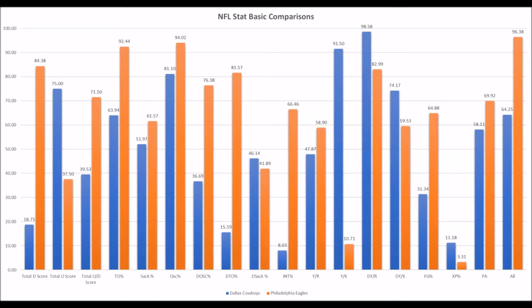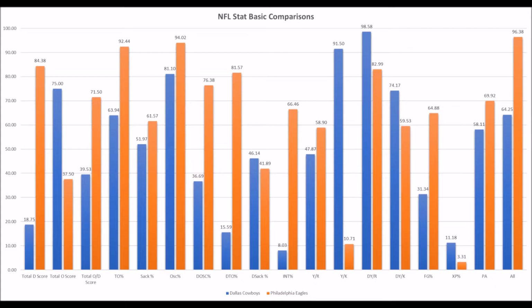So when you look at this information, looking at who's favored in this game, offensively speaking, the Eagles are favored in pretty much every area on offense. They have the better turnover ratio, the better sack percentage, and the better offensive score percentage, meaning that they're able to put points on the board on offense more often compared to every other team, at least compared to the Cowboys.